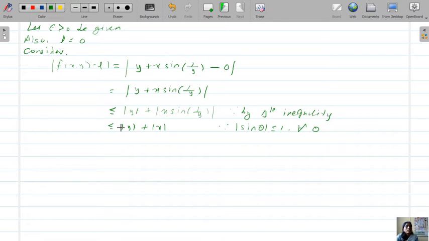So triangle inequality is mod of a plus b is less than or equal to mod a plus mod b. Again here mod ab is mod a into mod b, but mod of sine theta is less than or equal to 1. So you can directly say that mod of f of xy minus L is less than or equal to mod y plus mod x.